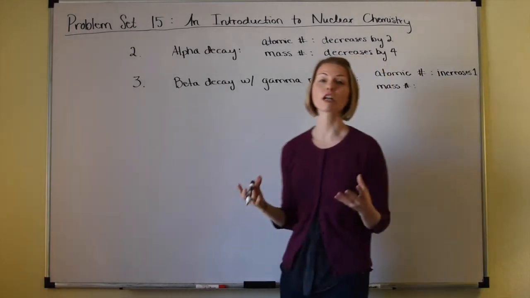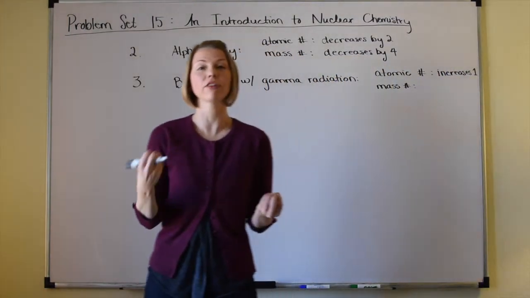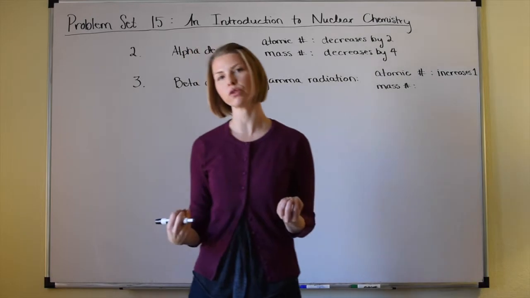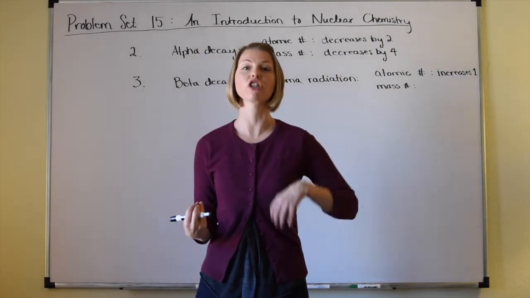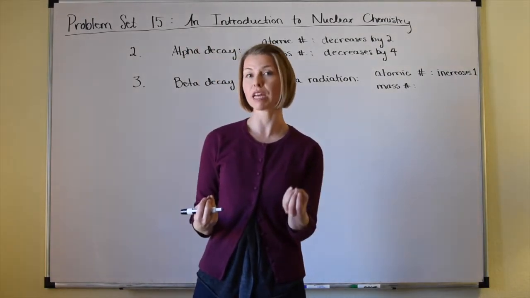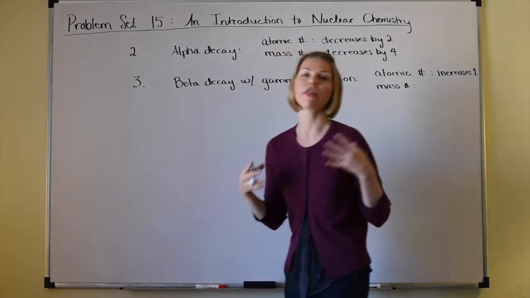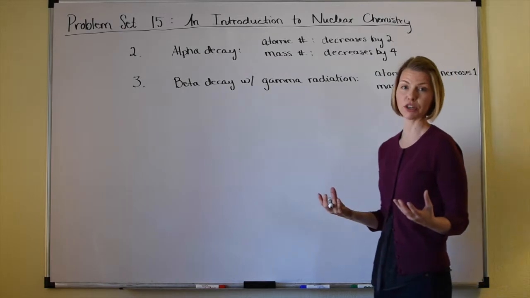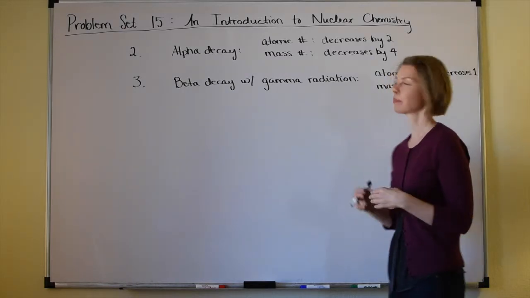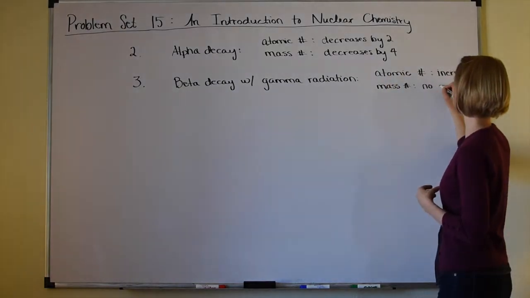The mass number, being that the mass number is the sum of the protons and the neutrons, well, you're losing a neutron. A neutron is decomposing and turning into a proton and a beta particle. So down 1, up 1, it cancels out. There's no change to the mass number in a beta decay. Okay, so no change.